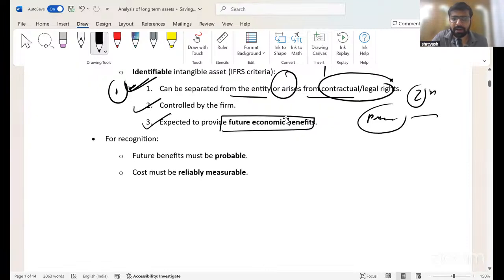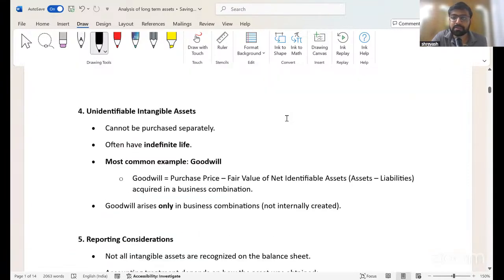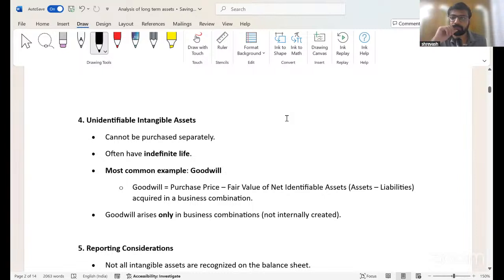Okay, sir, what do you mean by unidentifiable intangible asset? Something that cannot be separated from the firm. We were talking about identifiable intangible assets, and we are talking about unidentifiable intangible assets now. Sir, it cannot be separated. The criteria of identifiable was that it can be separated. Of course, if it cannot be separated, it will become unidentifiable. So it cannot be separated from the firm. What do you mean by separated from the firm? It cannot be sold separately.